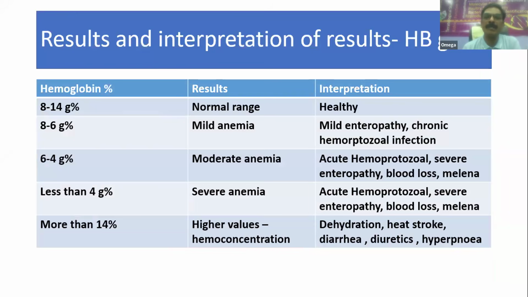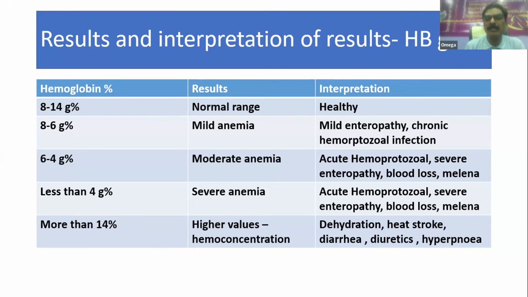Result and interpretation of hemoglobin. Now, hemoglobin of 8 to 14 we can say is healthy. Below 8 to 6 is mild anemia, then 6 to 4 is moderate anemia, and less than 4 is severe anemia.